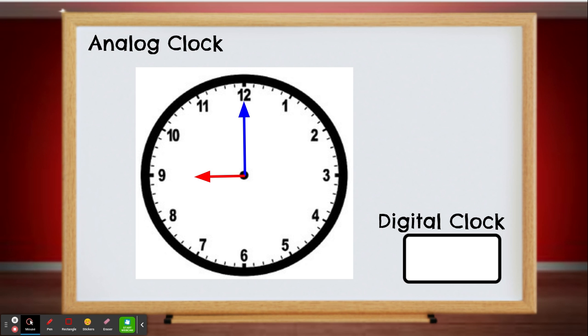Let's try one more. What time is on this clock? That's right. It is 9 o'clock. Our hour hand is pointing to 9, and again, the minute hand is pointing to 12, which is o'clock.